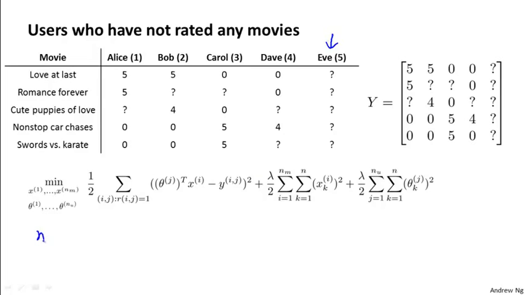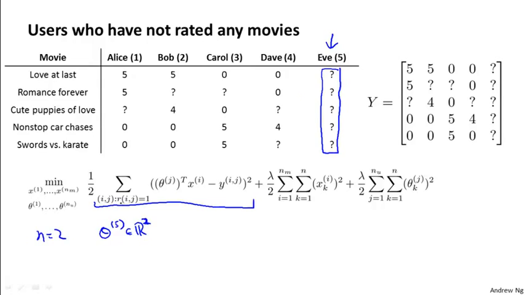Let's say that n is equal to 2, so we're going to learn 2 features, and we're going to have to learn a parameter vector theta 5, which is in R2. Remember, this is now vectors in Rn, not Rn plus 1. We're going to learn the parameter vector theta 5 for our user number 5, Eve. So if we look at the first term in this optimization objective, the user Eve hasn't rated any movies, so there are no movies for which r(i,j) is equal to 1 for the user Eve, and so this first term plays no role at all in determining theta 5, because there are no movies that Eve has rated.